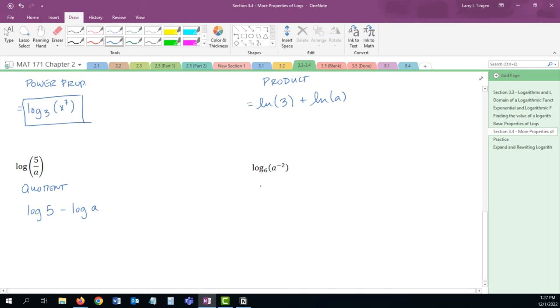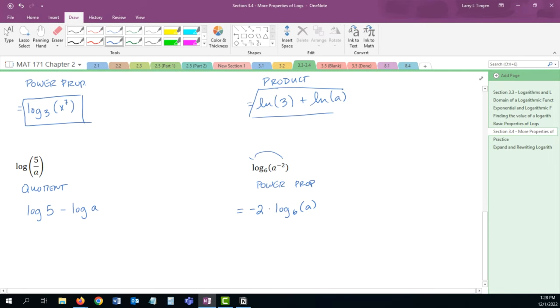And then lastly, the power rule one more time, power property. Power property says if I have the log of something raised to a power, I get to bring that power out front. And then what I'm left with is log base 6 of whatever was raised to that power. Notice the -2, when it goes out front, it stays out front. We don't rewrite a to the -2 in here. That -2 went out front, and that's that.